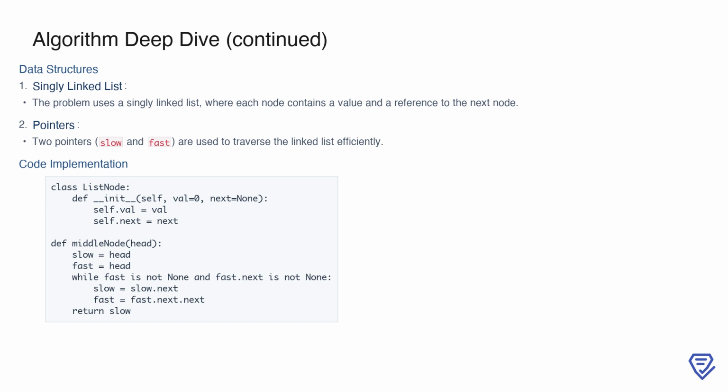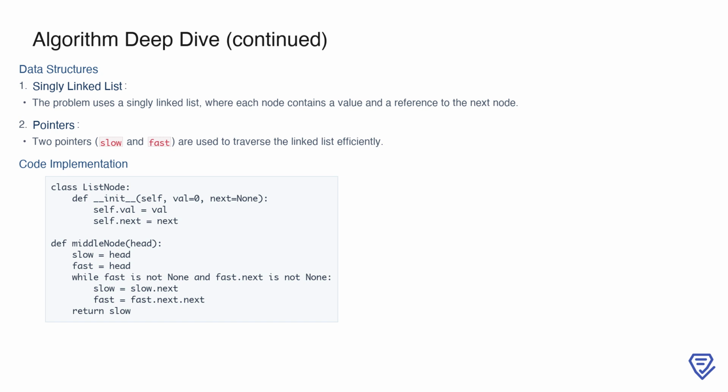The code implementation of this approach is straightforward. First, we define the structure of a singly linked list node using the ListNode class. Each node has two attributes, val, which holds the value of the node, and next, which points to the next node in the list.